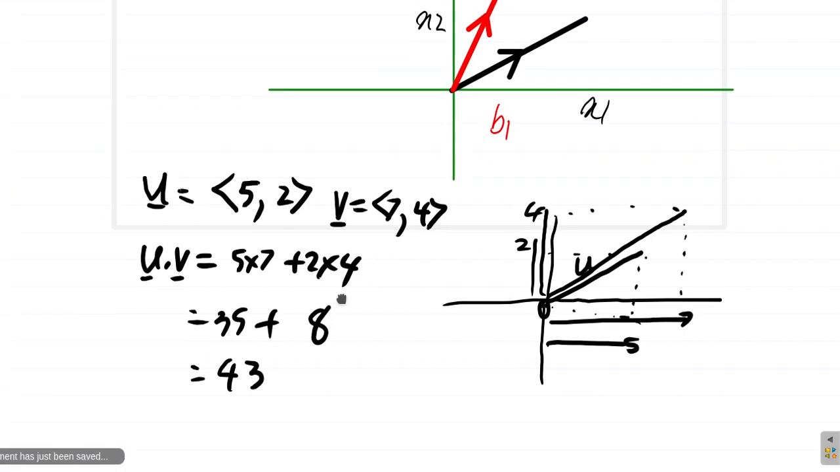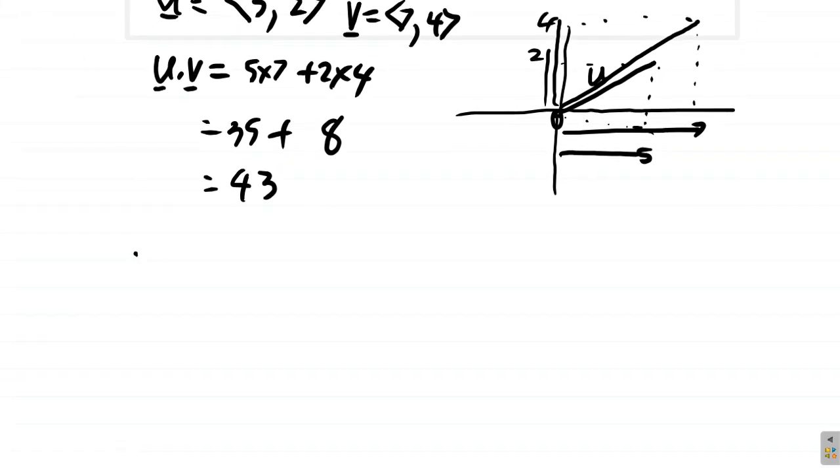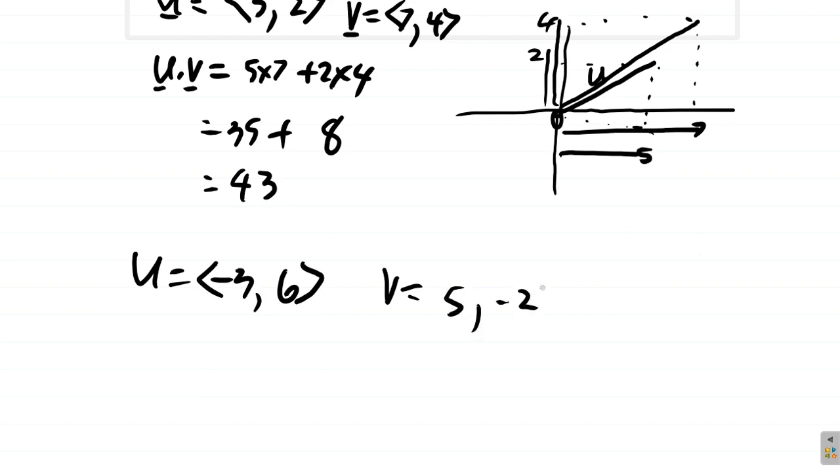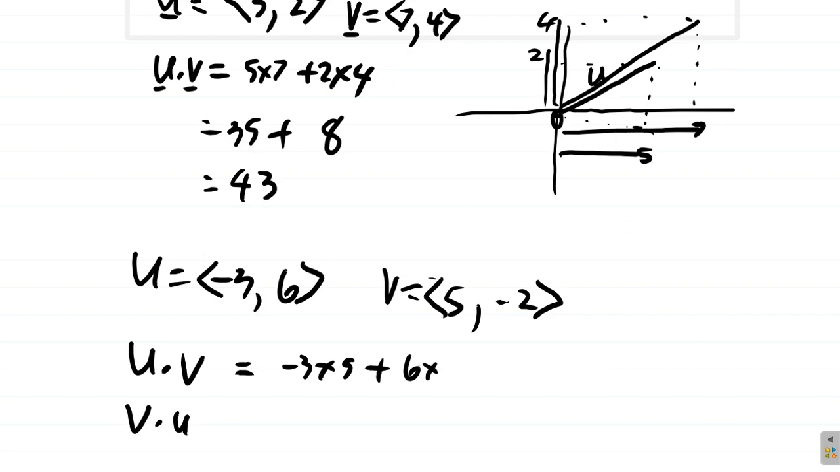Now, let's look at another example. Suppose the vector u is negative 3, 6. And the vector v is 5, negative 2. What would be u dot v? Also v dot u. Let's see both of them. u dot v would be negative 3 times 5 plus 6 times negative 2. Horizontal times horizontal plus vertical times vertical. You see that?